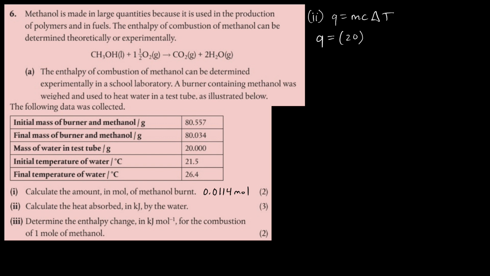So we have 20 grams. Then we have our specific heat of water, which is 4.18. And then we have our change in temperature of 4.9, which again, it's just the final minus initial temperature. So it'd be 26.4 minus 21.5, and that gives us 4.9. And then finally, don't forget to divide by 1,000 because our specific heat is in joules and it's asking for kilojoules. So that's going to give us a Q of 0.410 if we're going to 3 sig figs like in our question, and that would be kilojoules.